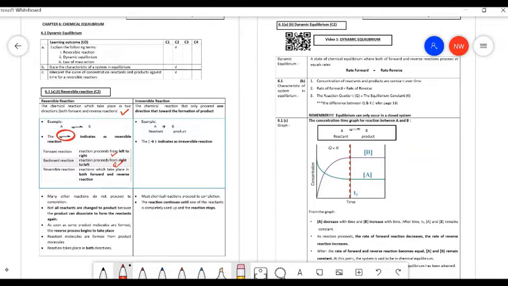Irreversible reaction adalah chemical reaction that only proceed in one direction sahaja, which is towards the formation of product. Dia tak boleh patah balik daripada produk ke reactant. That's why kita hanya guna single arrow sahaja ataupun irreversible arrow. Jadi kita tengok untuk irreversible reaction, most chemical reaction proceed to completion. Maksudnya daripada reactant tu semuanya completely turn into product. So the reaction akan continue sampailah all the reactant is completely used up.